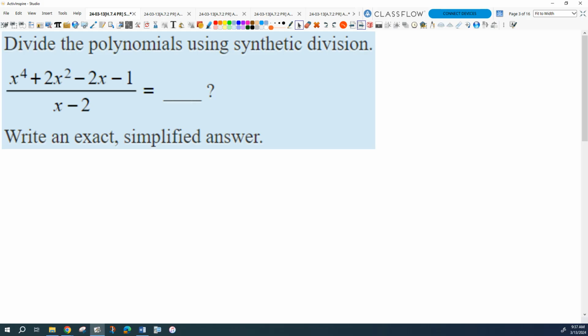And those give you a little insight into why synthetic division works. But I'm just going to show you the process. So how does this work?